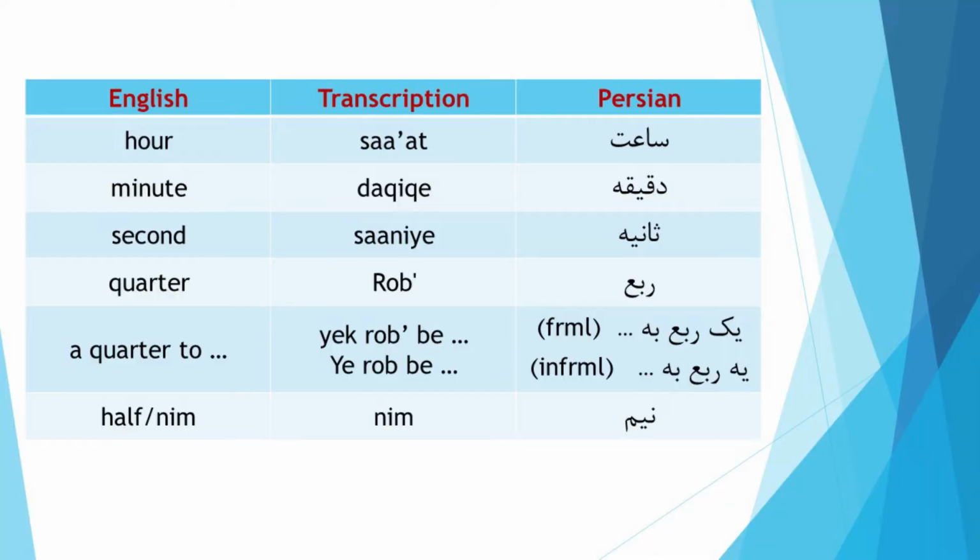Now let's learn the new terms for time. Hour, sa'at. Minute, daqiqe. Second, saniye. Quarter, rob. A quarter to, yek rob be. If I want to say it faster, yerope. Half or 30, nim.